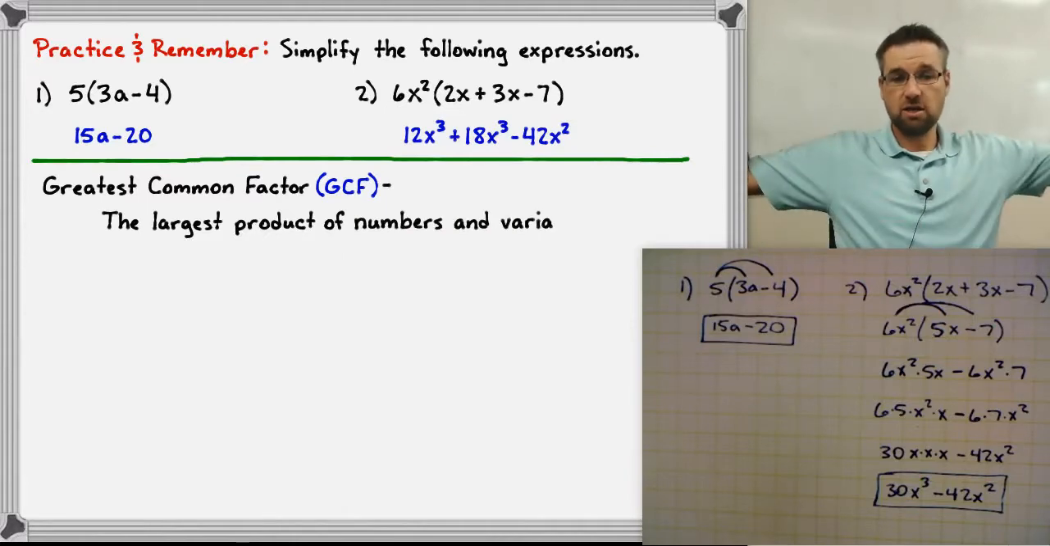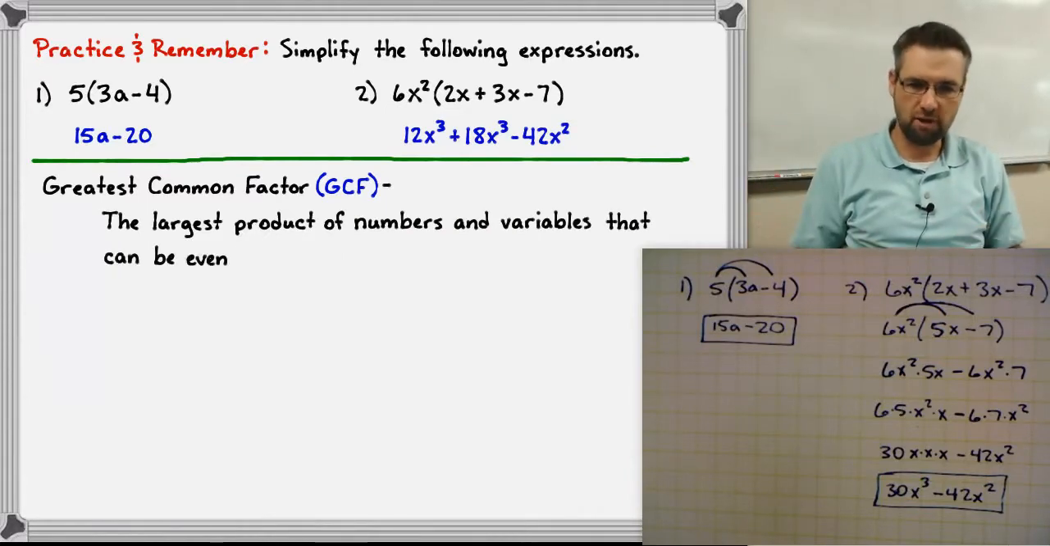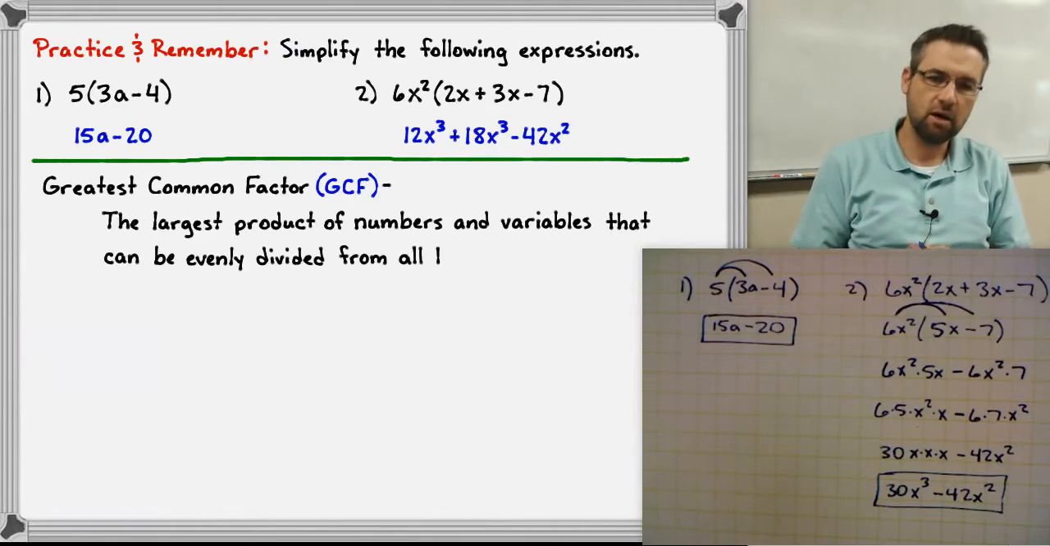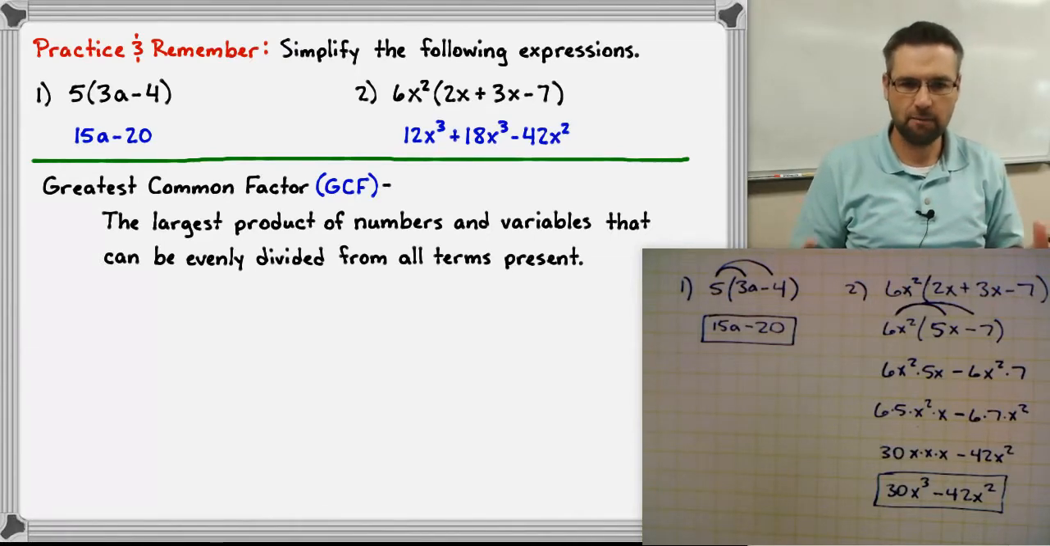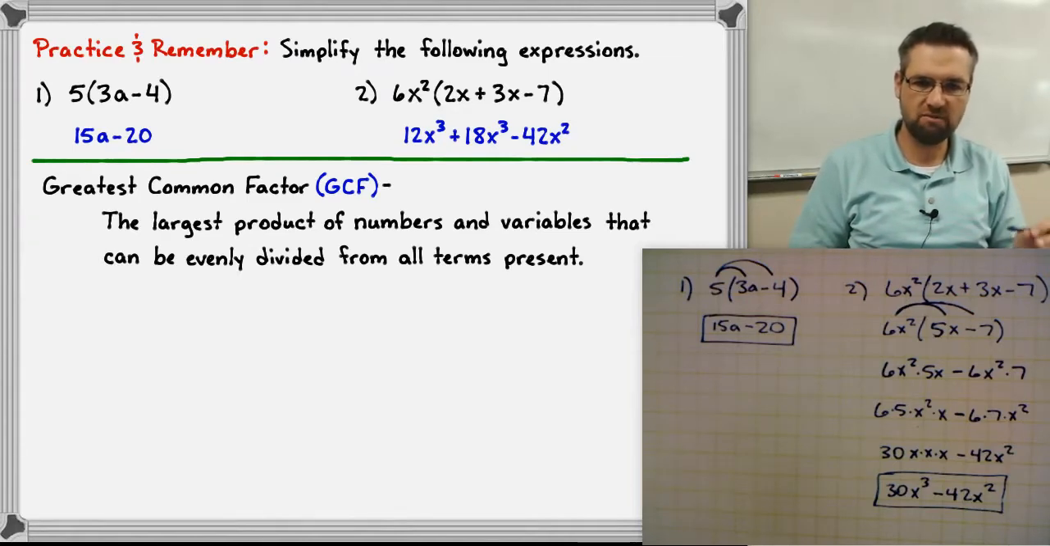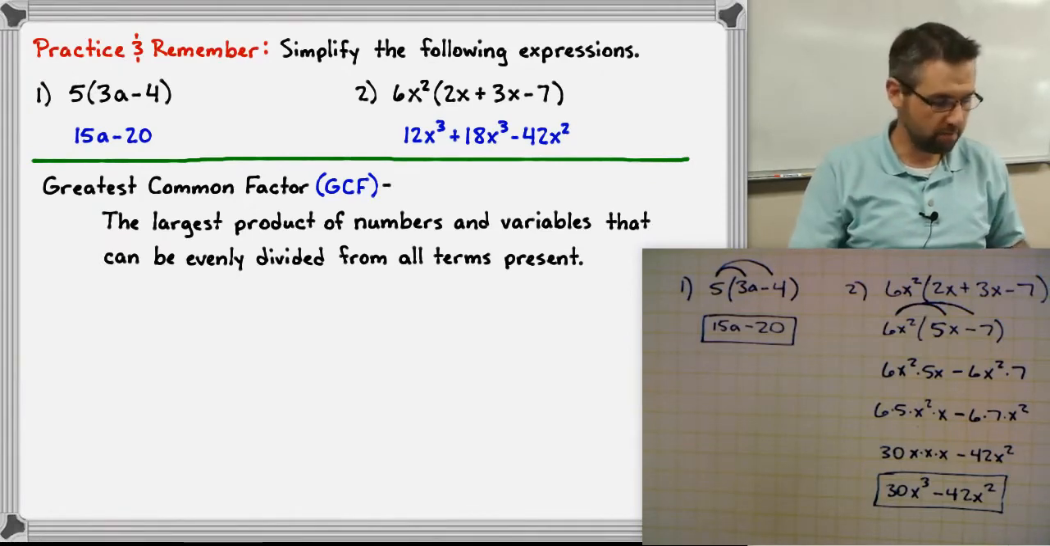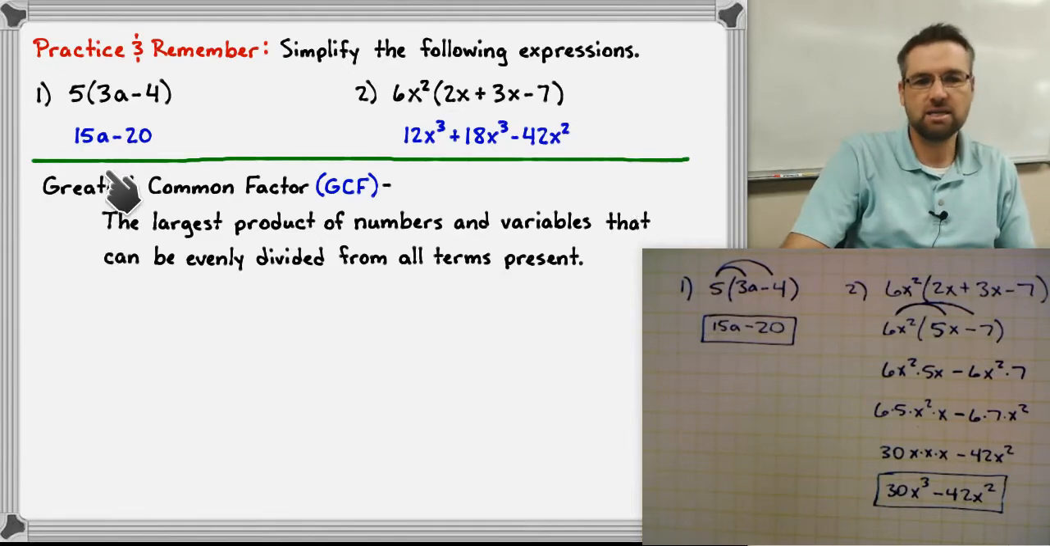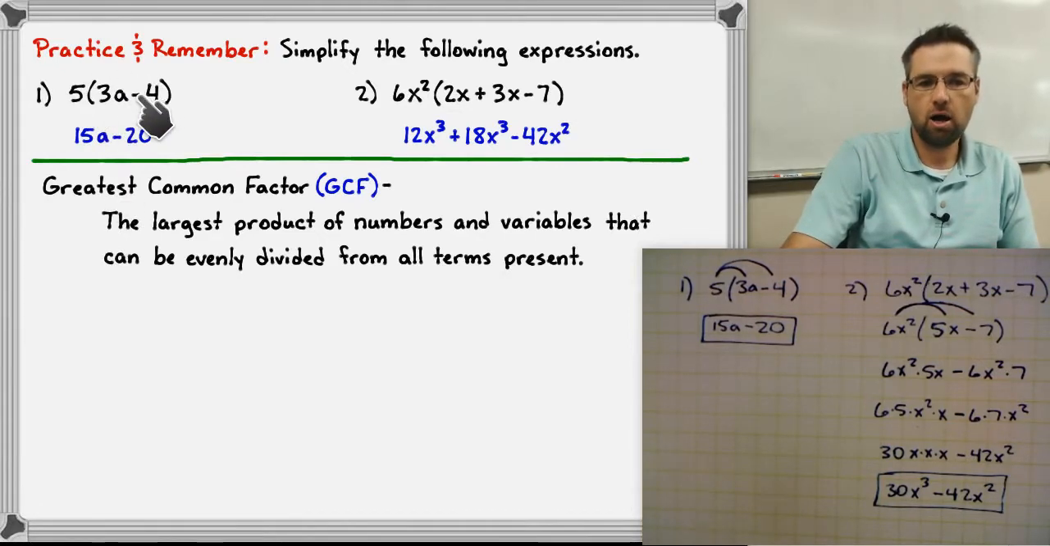The definition is the largest product of numbers and variables that can be evenly divided from all terms present. You go, what the heck does that mean? The largest product of numbers and variables that can be evenly divided from all terms present. Well, here's the idea. It's taking our simplified form, the 15a minus 20, and factoring it. The GCF out of 15a and 20 is 5.